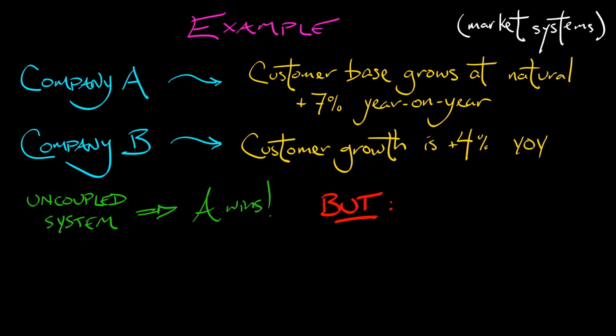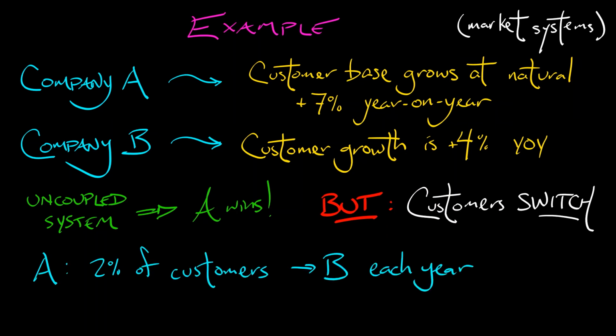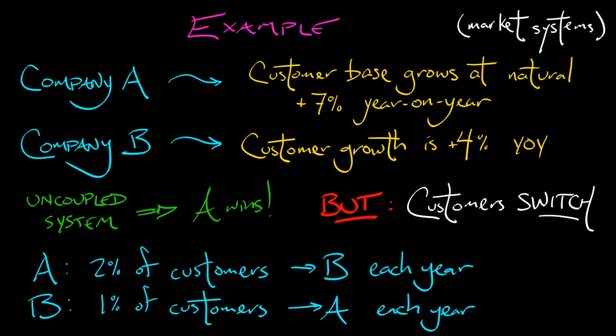The customers switch or defect. And every year, 2% of the customers leave company A and switch to company B. And 1% of the customers switch from company B's product to company A's product every year. Now, with this in place, what happens over time? It still seems like company A should win, but it's not entirely clear. So let's model this as a discrete time linear system.